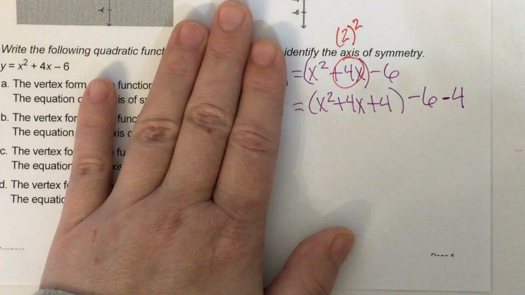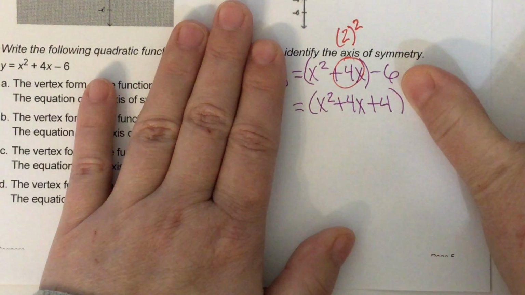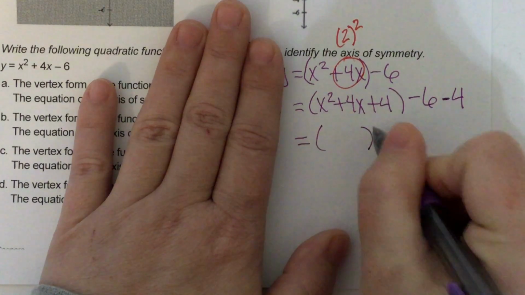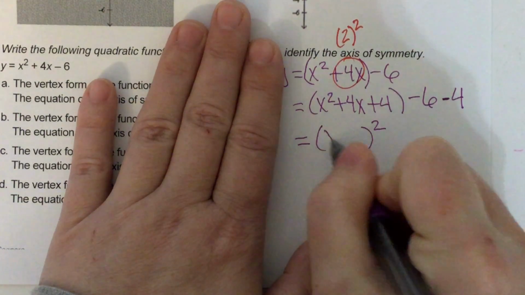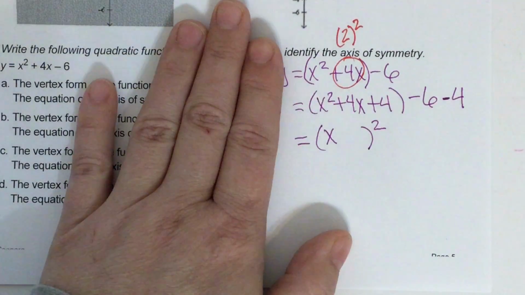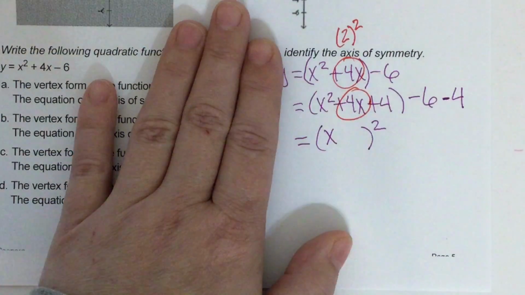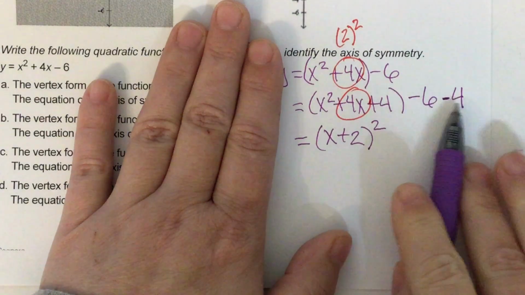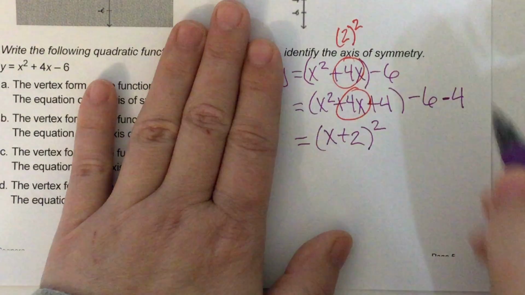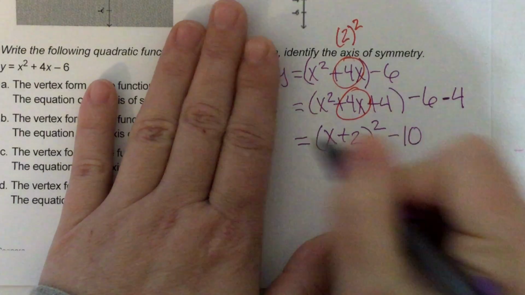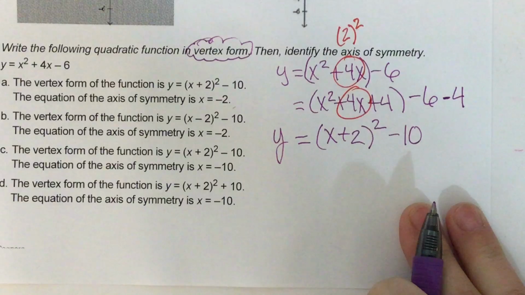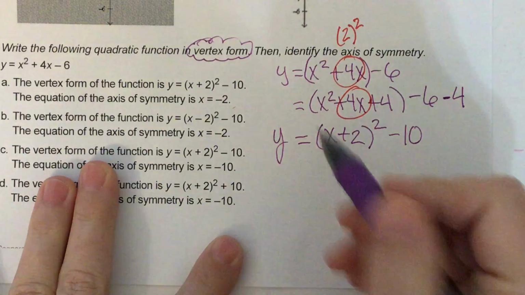than changing its appearance. Now that this is a perfect square trinomial, it factors with the parentheses and the squared. It's always the letter you're working with, and then whatever half this number is, and half of 4 is 2. And then I'm going to clean up the back. Negative 6 minus 4 makes negative 10. So that is one way of putting this equation in vertex form.